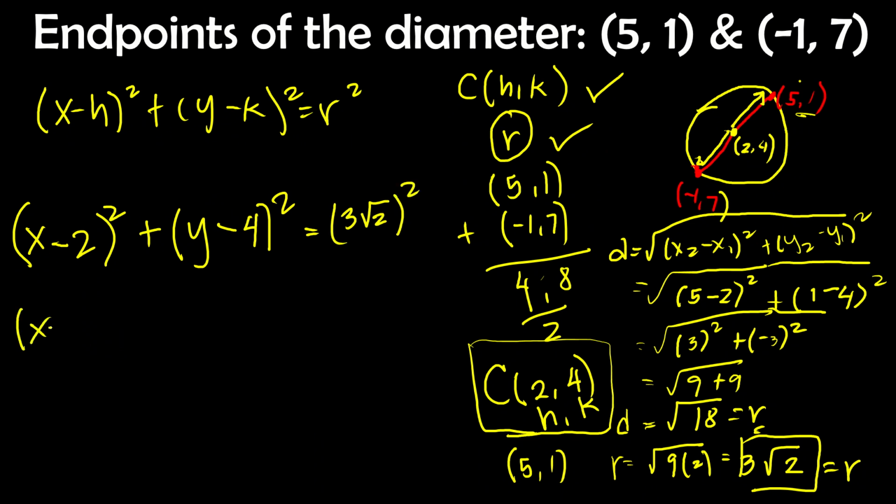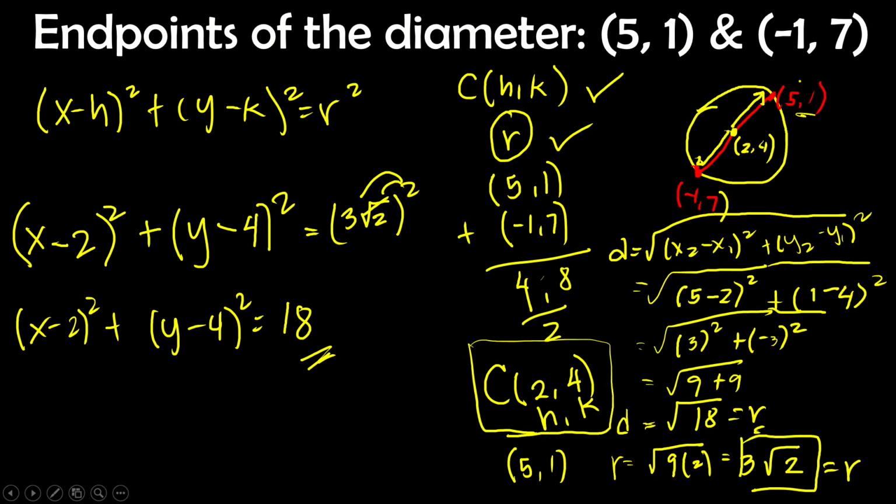So it becomes x minus 2 squared plus y minus 4 squared is equal to, we distribute, 3 raised to 2, or 3 times 3 is 9. 9 times the number inside, since the square root of 2 raised to 2 just cancels out. So 3 times 3 is 9, 9 times 2 is 18. So our final answer will be x minus 2 squared plus y minus 4 squared is equal to 18. So that is example number 4.